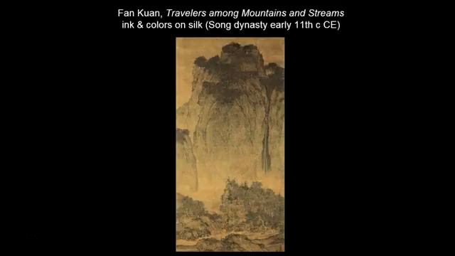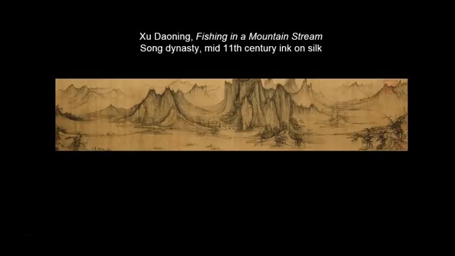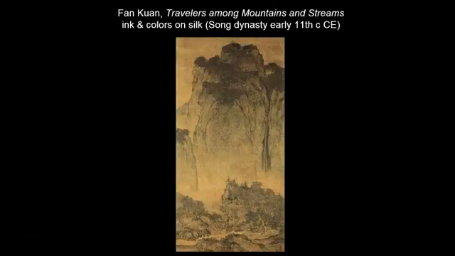Song dynasty artists might paint on hand scrolls meant to be read by individuals or two people. Like here, this is a hand scroll. Or they might be painted on hanging scrolls, meant to be unrolled for displaying the entire thing at once, like here in Travelers Among Mountains and Streams. Shimo artists often painted such subjects as nature and landscape, but in highly stylized and abstracted ways.